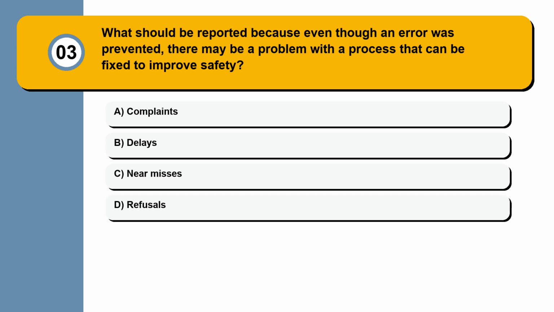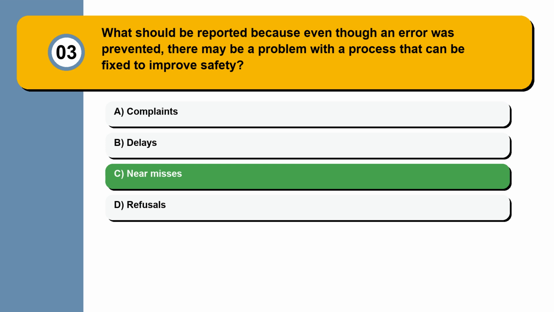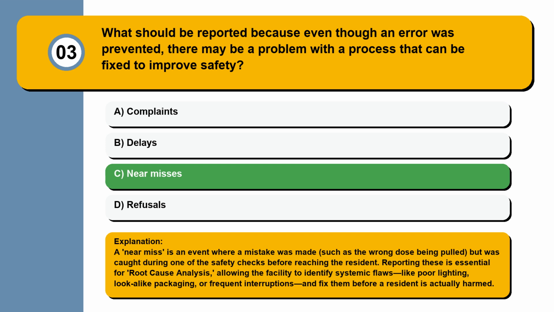Question 3. What should be reported because even though an error was prevented, there may be a problem with a process that can be fixed to improve safety? Complaints, delays, near misses, refusals. A near miss is an event where a mistake was made, such as the wrong dose being pulled, but was caught during one of the safety checks before reaching the resident. Reporting these is essential for root cause analysis, allowing the facility to identify systemic flaws like poor lighting, look-alike packaging, or frequent interruptions, and fix them before a resident is actually harmed.